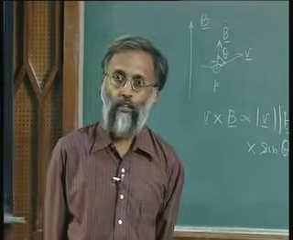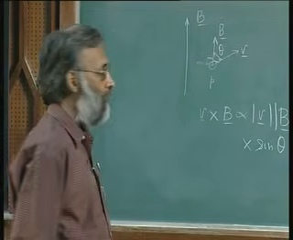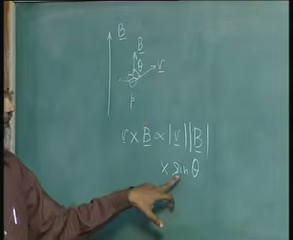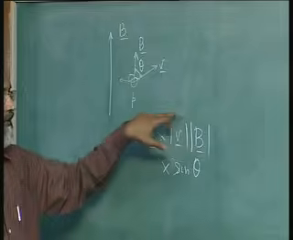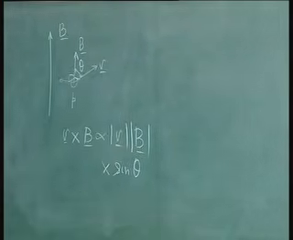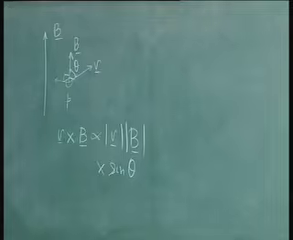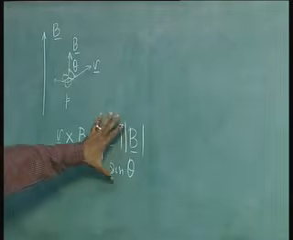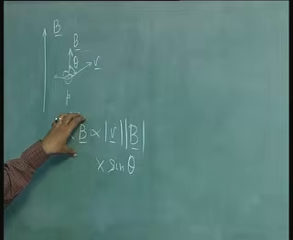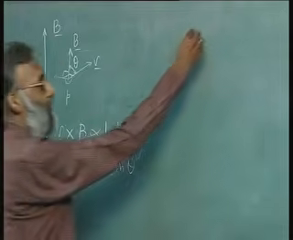Now, in the dot product, the magnitudes are multiplied by cos theta. In the cross product, the magnitudes are multiplied by sin theta. But the most important thing of all is the direction that V cross B has. Let me summarize.